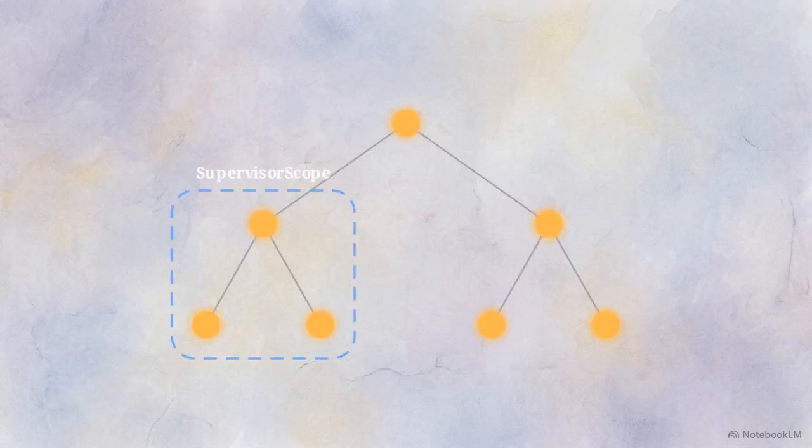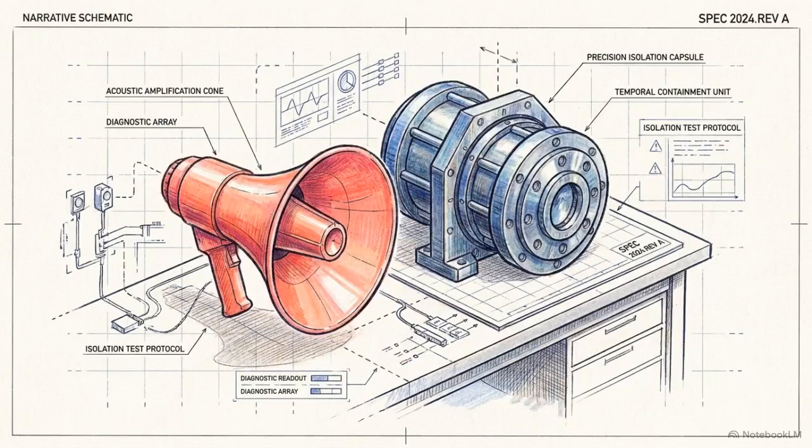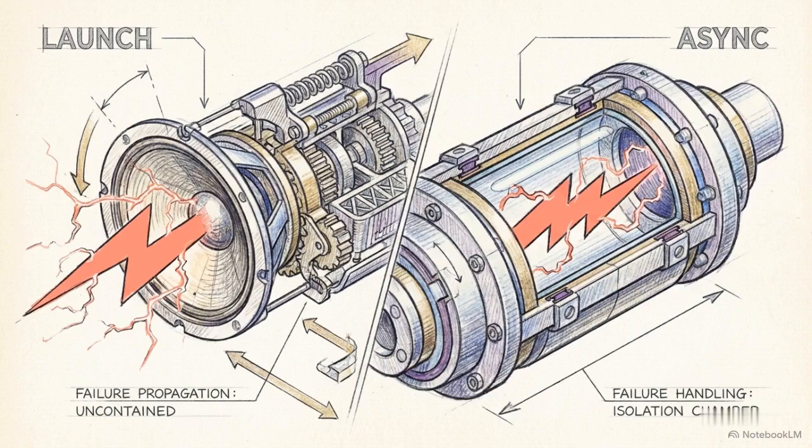Uncaught exceptions propagate upward through the hierarchy. This diagram shows how a SupervisorScope acts as a containment wall, stopping the failure from spreading further. This isolation transforms potentially fatal crashes into managed incidents. You aren't just catching errors, you're containing them. Even your choice of builder changes how failure is handled. Launch exposes exceptions immediately, while async holds them until you explicitly ask for the result.